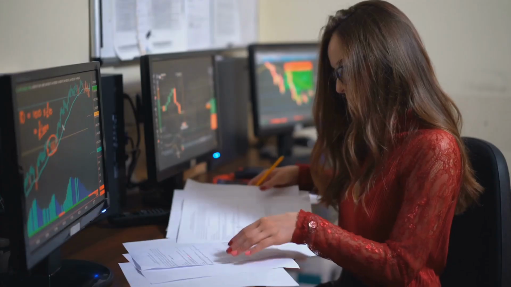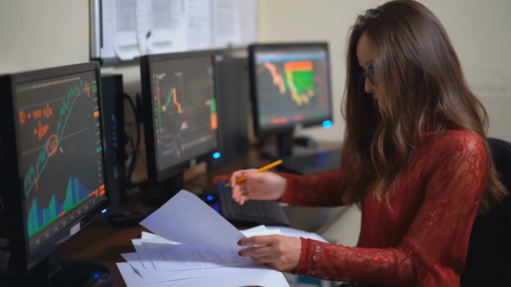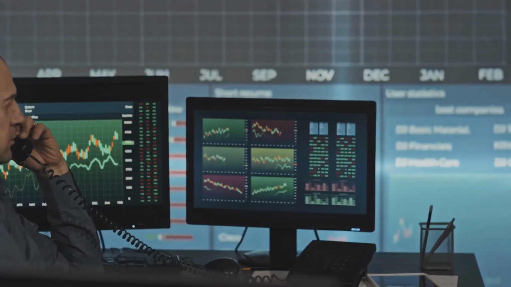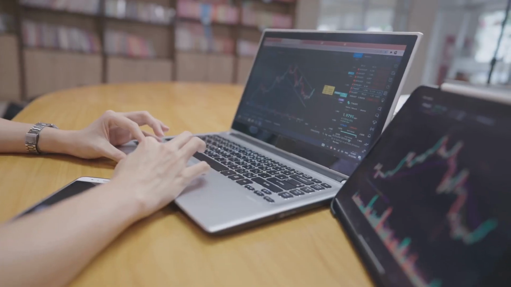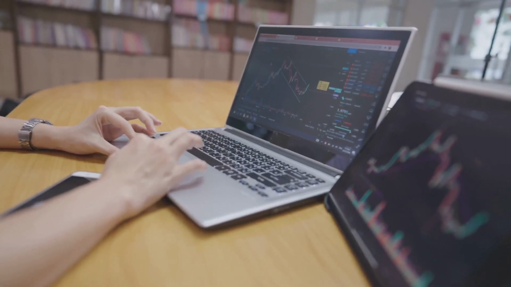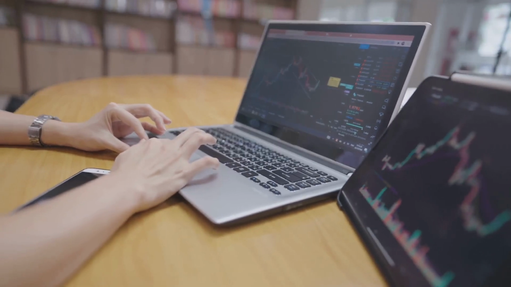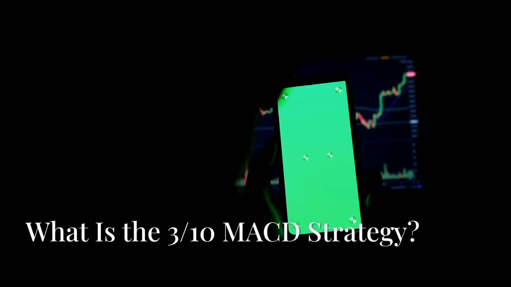Who is Linda Raschke? Professional trader, market technician, and co-author of Street Smarts, known for rule-based trading strategies with a mix of price action and indicators. The 3-10 MACD is one of her well-known setups for spotting momentum shifts and pullback entries.